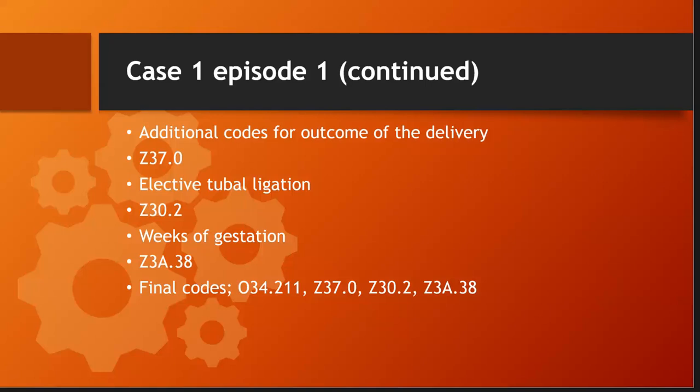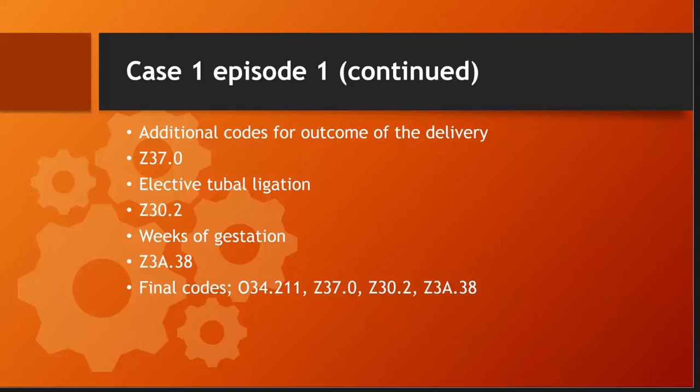We also need to assign a code for her elective tubal ligation that was done immediately after the delivery. The code for that is Z30.2. And because the child was born alive, there was an outcome of delivery, we have to assign a code for gestational weeks, and her weeks are documented as 38 weeks. Z3A.38 is the code for that. So we have 4 codes on the ICD-10-CM diagnosis side assigned, with O34.211 being our principal diagnosis code. And as per our procedure in this class, we are not coding PCS.